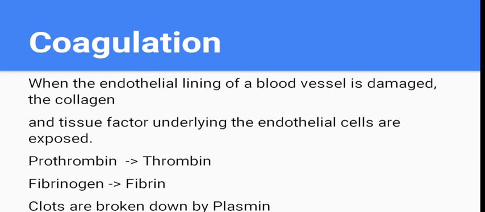Then you have coagulation. Basically, when something happens, you get a cut or something, you're going to get a clot to it. So basically, prothrombin turns to thrombin. Fibrinogen then gives fibrin. And these clots are broken down by plasmin.